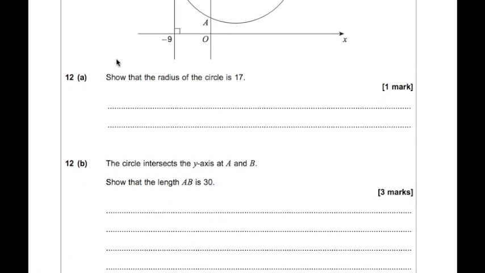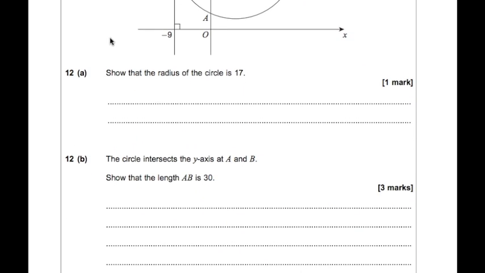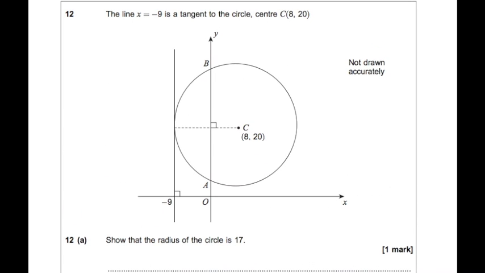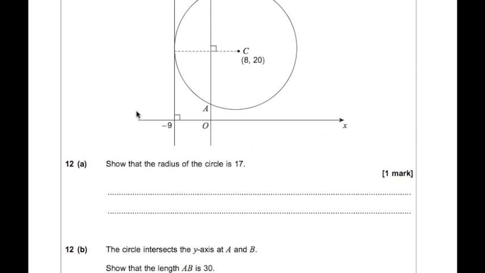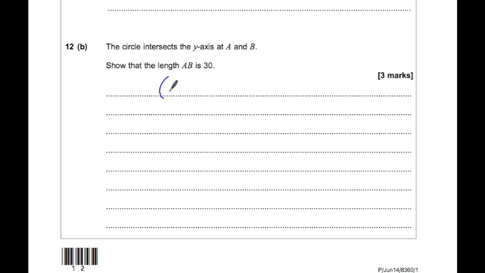12b says the circle intersects the y-axis at A and B. Show that the length of AB is 30. So we essentially need to work out the coordinates of A and B, and then it looks like it's not going to be that bad to find the length. We know the radius is 17, we know the centre, which means we've got enough information to write down the equation of the circle. So the centre is (8, 20), so it's x minus 8 squared plus y minus 20 squared, and that's got to equal 17 squared.